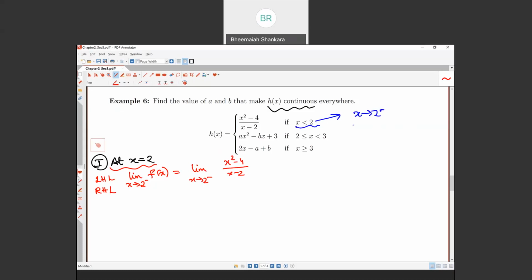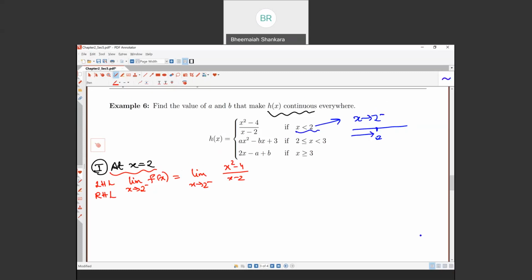On the number line, you understand that if you have a 2 here, the values are approaching 2 from the left. They all mean the same. So the function you want to choose is the first rational expression. Now plug in x equal to 2, you have 2 squared minus 4 divided by 2 minus 2.